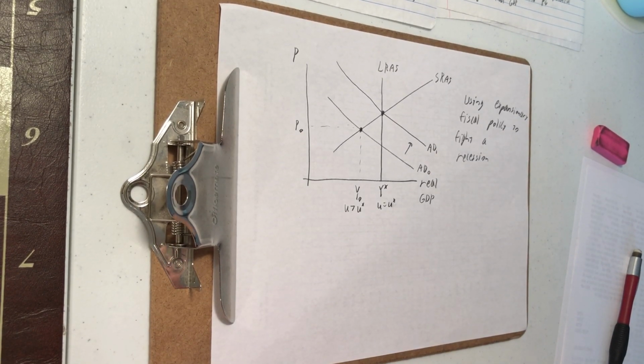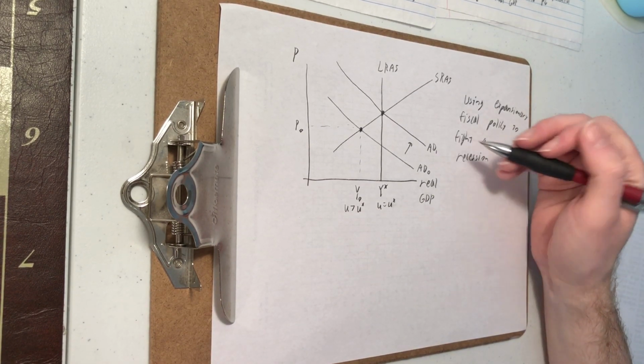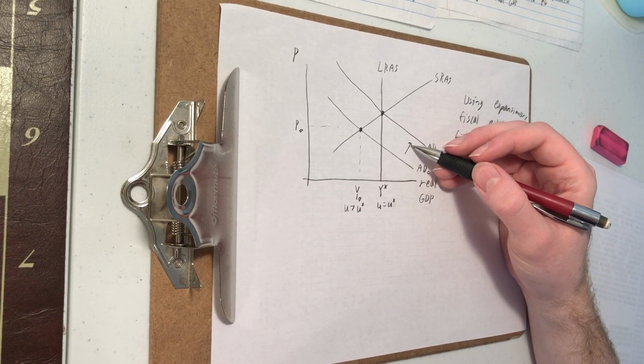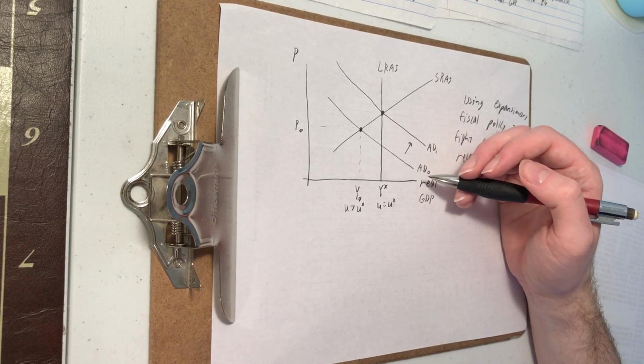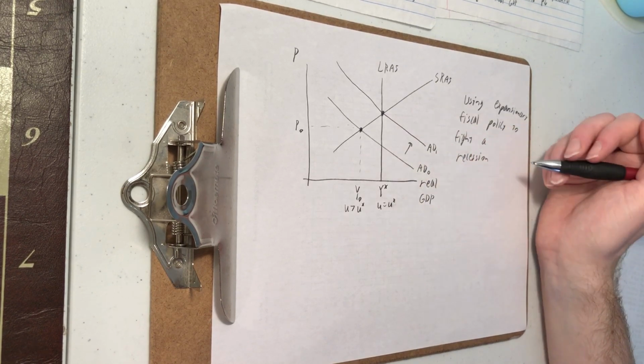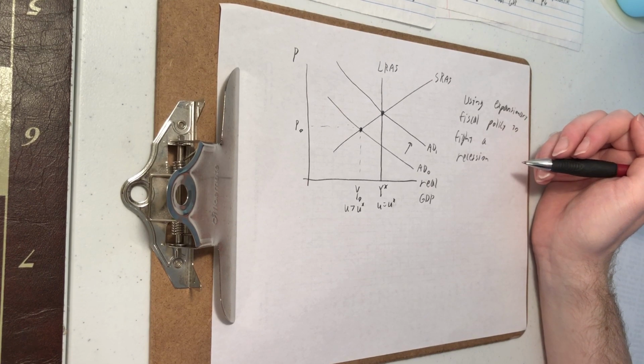So that wraps up expansionary fiscal policy. Next, we'll look at contractionary. Now, to be clear though, the diagram for expansionary monetary policy is going to look the same, but that does not mean that monetary policy and fiscal policy are the same. They are different. Fiscal policy, once again, is about taxes and spending. Monetary policy is about the money supply and interest rates.